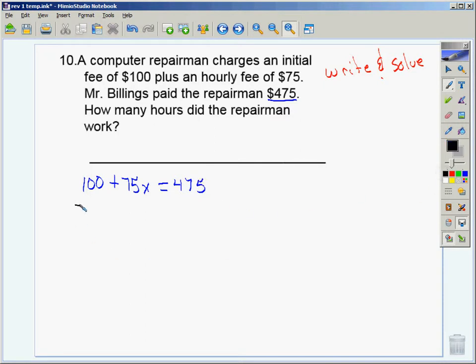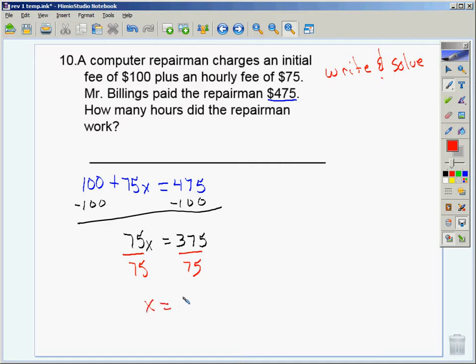I would subtract 100 from both sides. It's going to leave me 75x is equal to 375. And I would divide both sides by 75. And I would find out that x was equal to 5, which is really 5 hours.